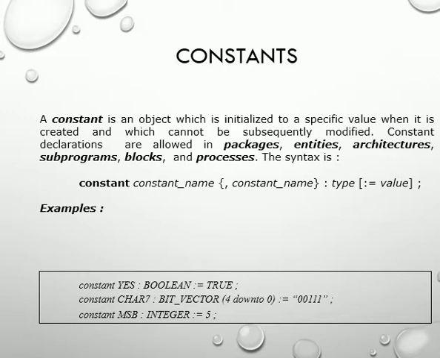Now what is meant by constant? It is an object which is initialized to a specific value, or we can say a constant value, when it is created, and this value cannot be subsequently modified. That is the constant. Now constant declarations are allowed in packages, entities, architectures, subprograms, blocks and processes. That means whenever we are writing a program, we can have these declarations in packages, entities, architectures and subprograms and so on.